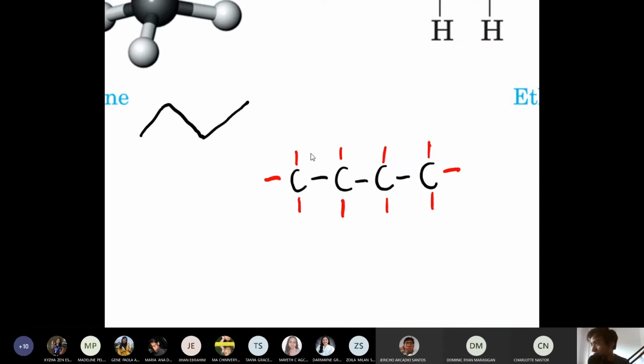Anyway, so ano yung susunod na gagawin natin dito? We will show the hydrogens na, no? So, at each ends, no? Yung mga red na lines, no? Doon natin ilalagay yung hydrogens natin, no? Yan.